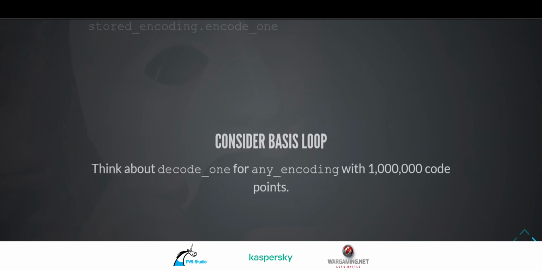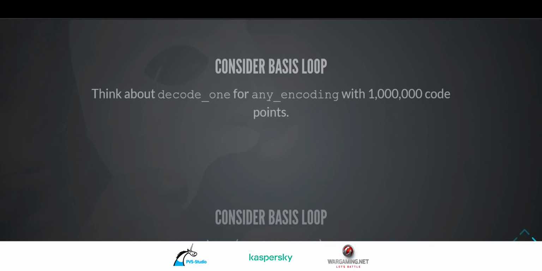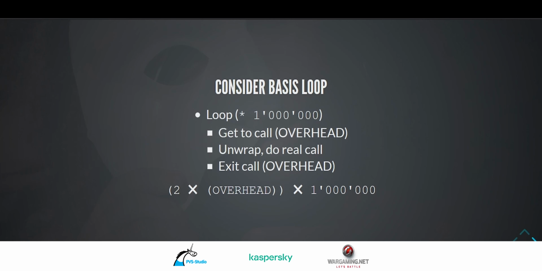So what we do after that is consider this idea of the basis loop. Let's say we want to call a decode function. In the basis loop, we'll call decode1 a bunch of times for the any encoding, and we're going to do it on 1,000,000 code points. So let's just run the mental logic here. I have a loop, and I'm doing it 1,000,000 times.